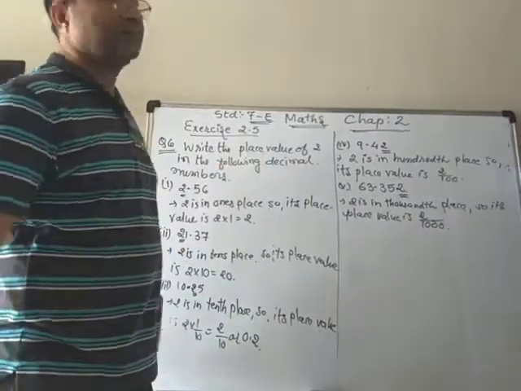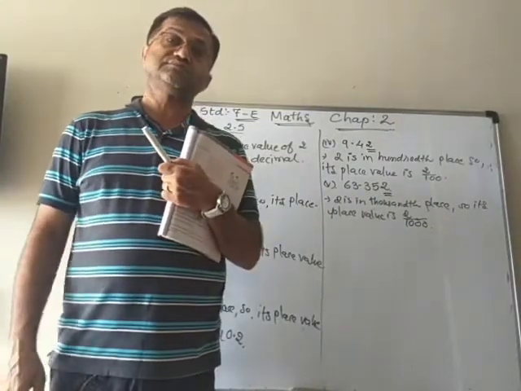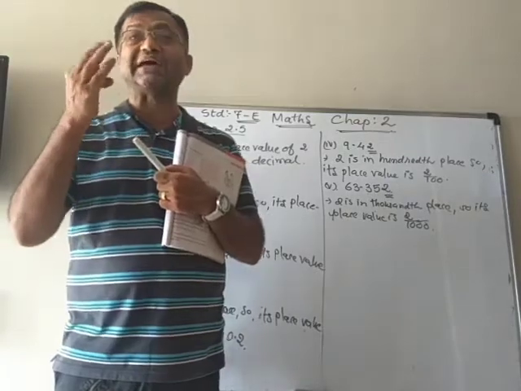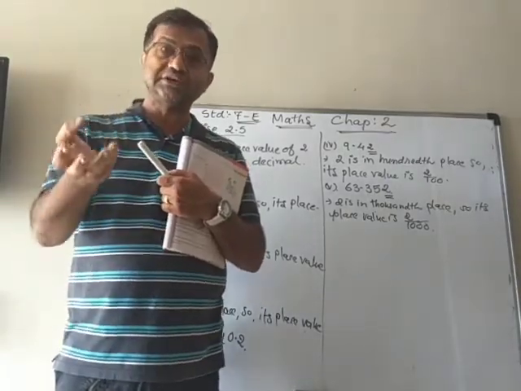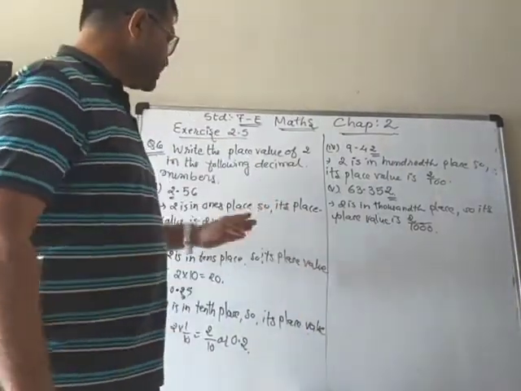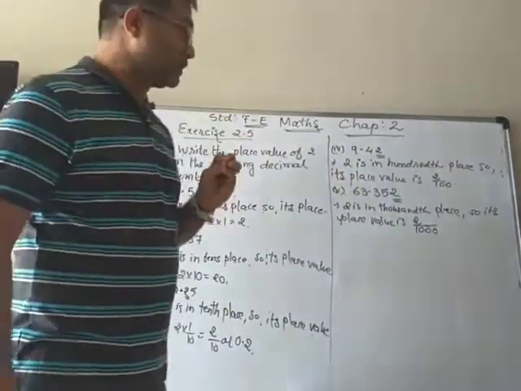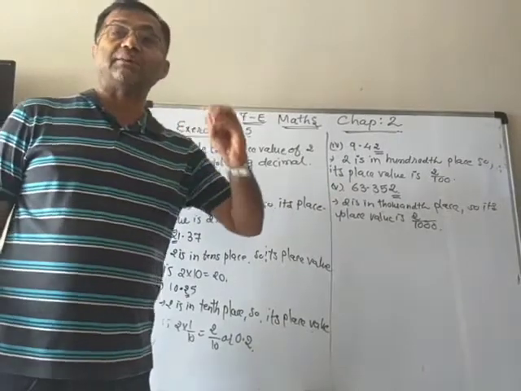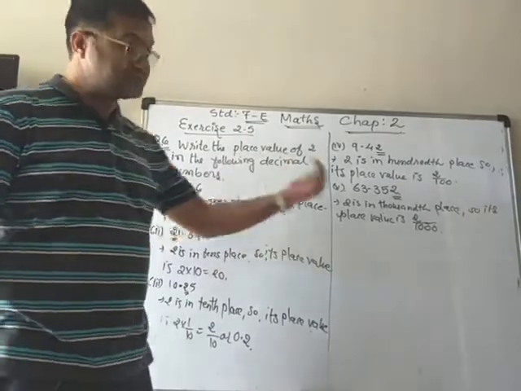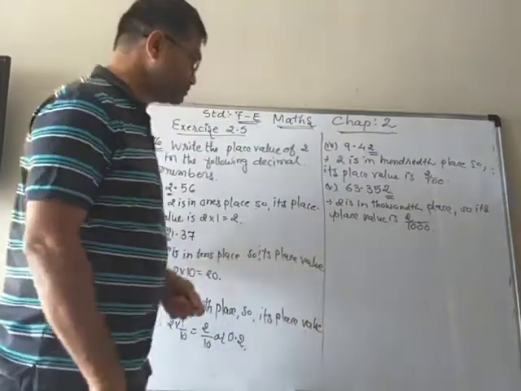So the number is the same, but it is located at different places. In some numbers it is at the ones place, or tenths place, or hundredths place, or thousandths place, etc. According to that place, its place value is different. So you must know where the number is located, either on this side, ones, tens, hundreds, or on that side, tenths, hundredths, thousandths, etc.